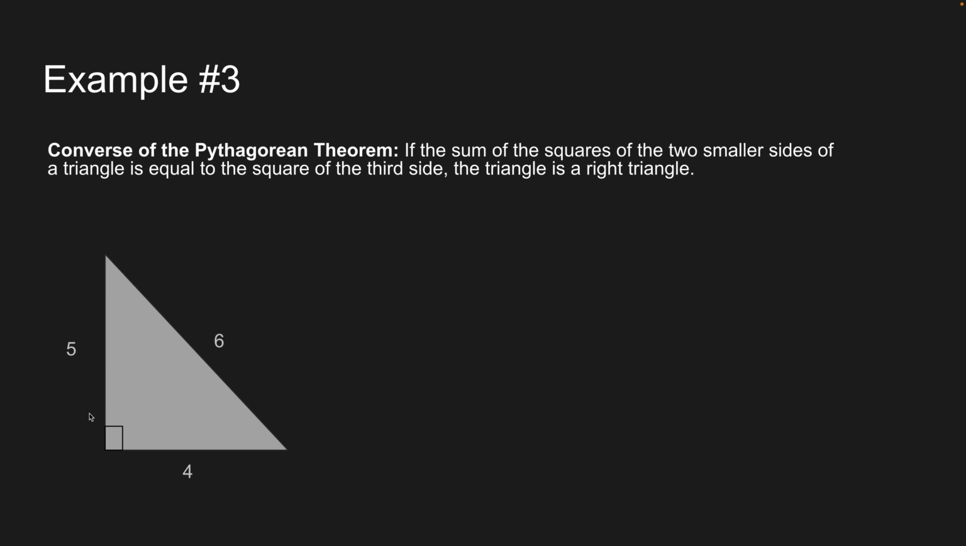Our final example regards the converse of the Pythagorean theorem, which states that if the sum of the squares of the two smaller sides of a triangle is equal to the square of the third side, the triangle is a right triangle.